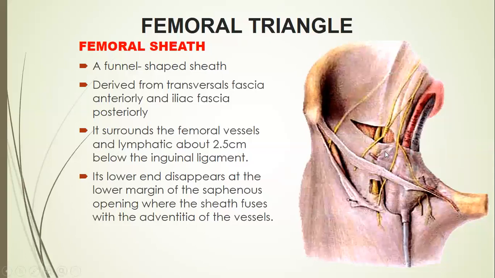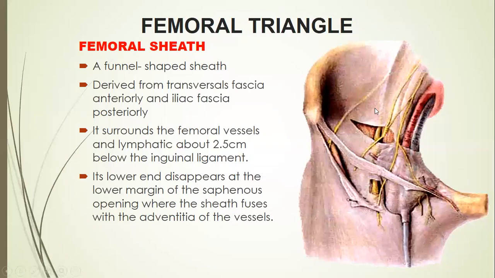See here, this funnel shaped prolongation is called the femoral sheath. Right from here, this funnel shaped prolongation just beneath the inguinal ligament, on the medial side of the femoral nerve, is called the femoral sheath. So the femoral sheath is funnel shaped, and it is the downward protrusion, or the downward continuation, of the fascia of the abdomen.